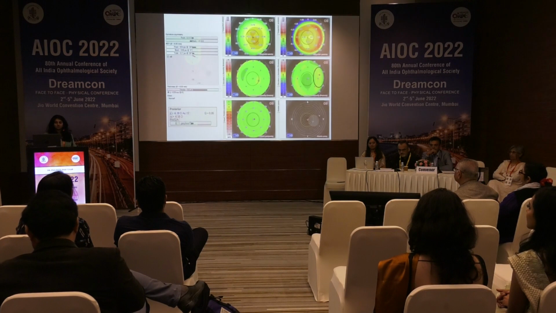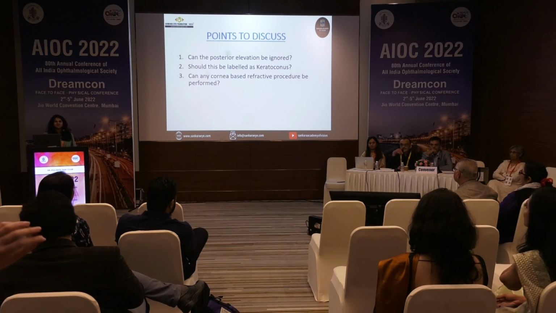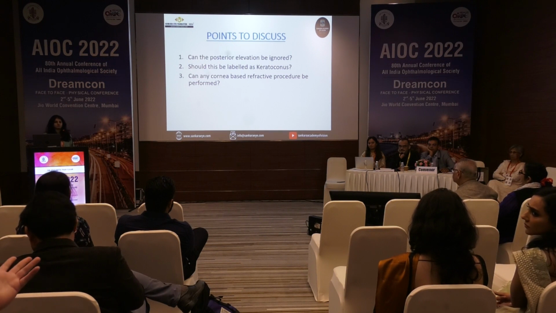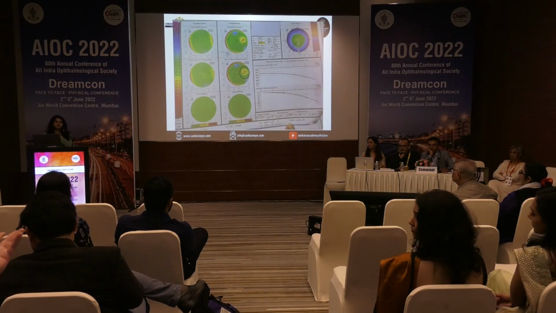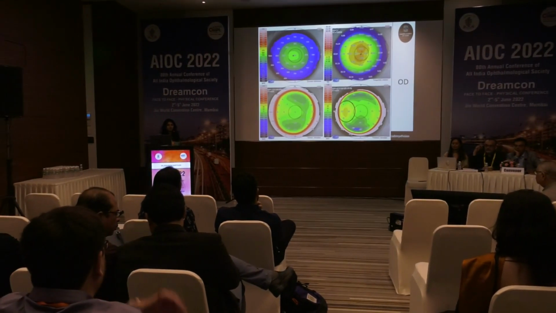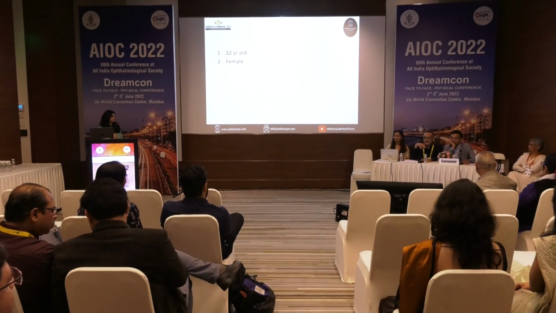So can we ignore the posterior elevation? Can we go ahead? Should we observe? It's not a posterior elevation actually. So can we go ahead still? For the first case, I think it's a high cylinder, you can't go for PRK. And phakic IOL also is ruled out because it is 2.66. Frankly, I am not seeing that the topography is also normal.